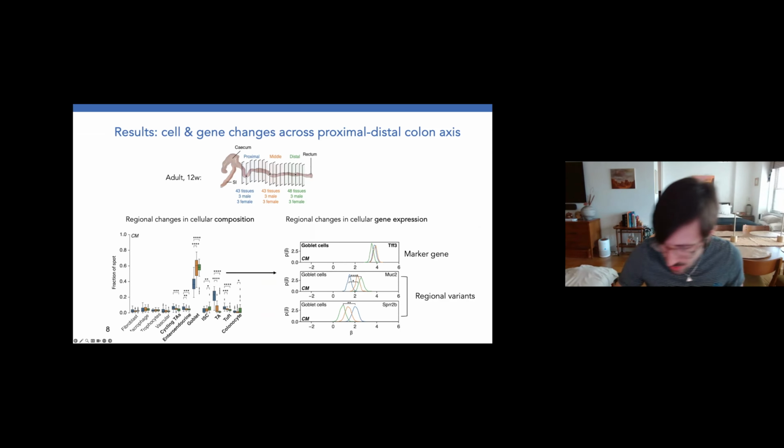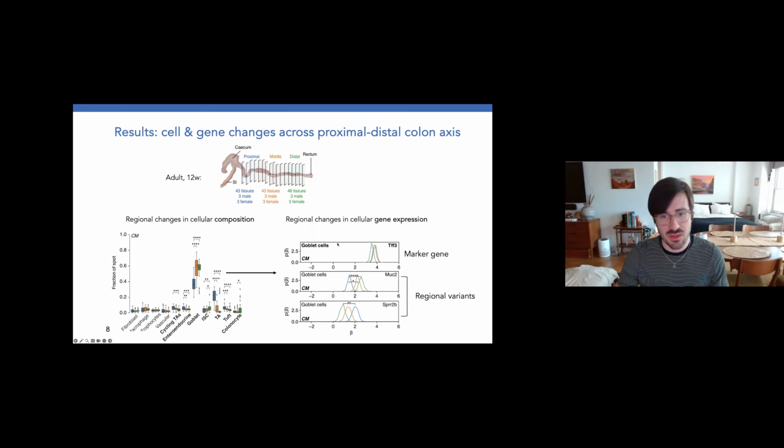So we looked at how first cellular composition and also gene expression were changing along this proximal-distal axis in the organ, where again, the proximal is closer to the stomach and the distal is closer to the rectum. So we can see here that certain cell types are showing significant regional variation in abundance, with, say, more goblet cells distally, which makes sense. The role of producing mucus for fecal compaction is a more distal-focused program. So it's good to have more goblet cells doing that here.